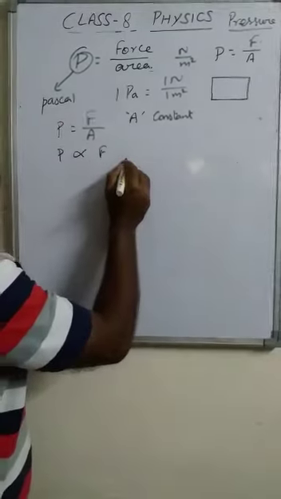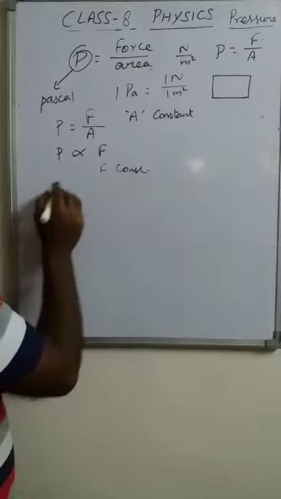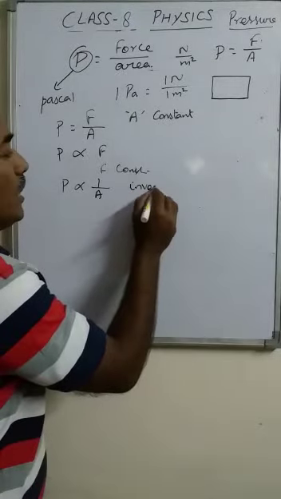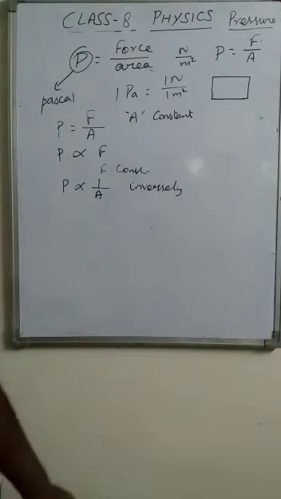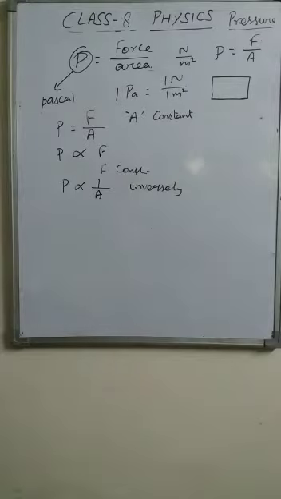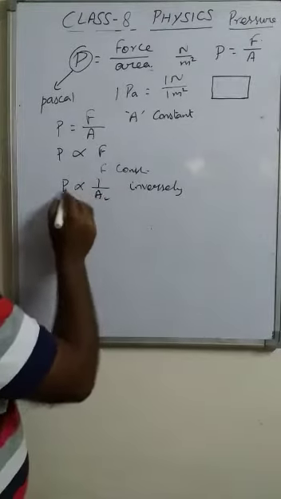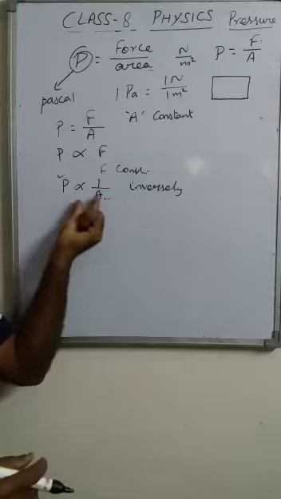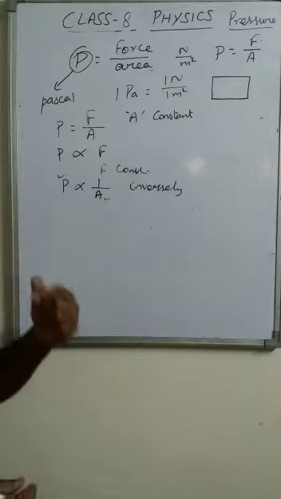Then if F is constant, in that case, P is inversely proportional to area. It means if the same force is applied on different areas, then the pressure is also different. If we increase the area, pressure decreases. That is the inversely proportional. If one quantity increases, another quantity decreases. If this quantity decreases, this quantity will increase.